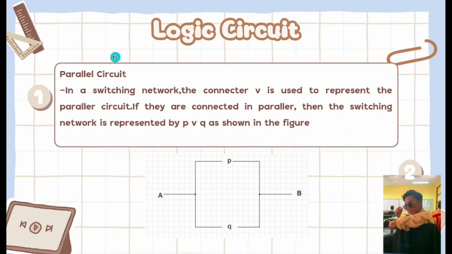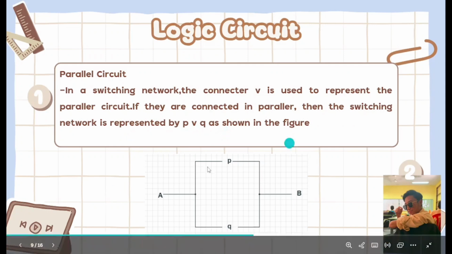Next is a parallel circuit. In a switching network, the connector OR is used to represent the parallel circuit. If they are connected in parallel, then the switching network is represented by P or Q as shown in the figure.